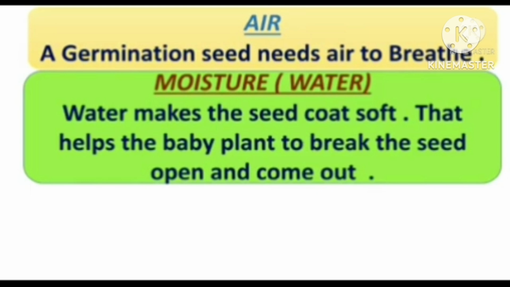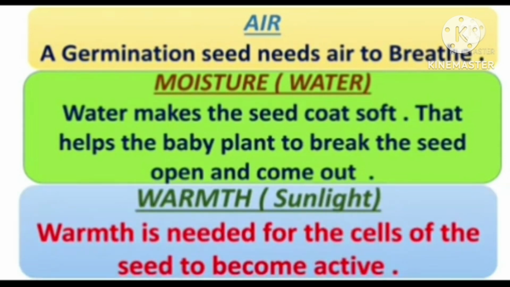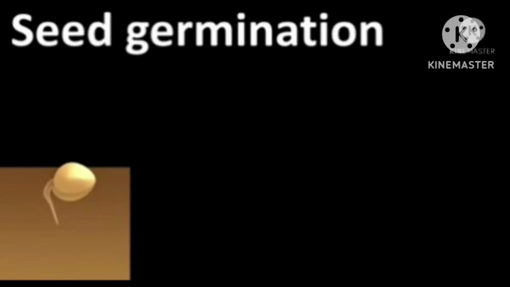Moisture or water. Water makes the seed coat soft, which helps the baby plant to break the seed open and come out. Warmth or sunlight is needed for the cells of the seed to become active. Just as we get energy from the sunlight, the seedling will also get energy from the sunlight.